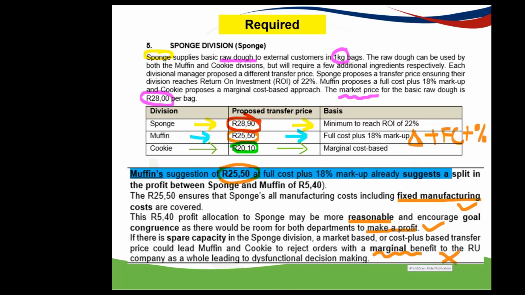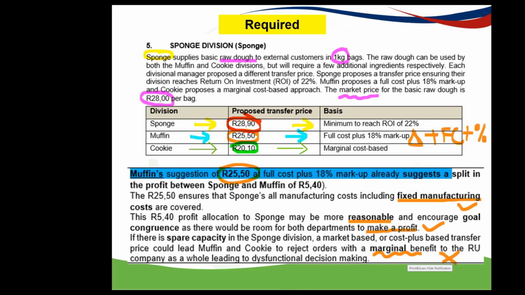Muffin, I think he's got the most reasonable suggestion, because in his case, he does add a profit. So I think Sponge would be happy because they do get a portion of profit, and it covers the full cost. So it covers the fixed cost and it covers the variable cost.